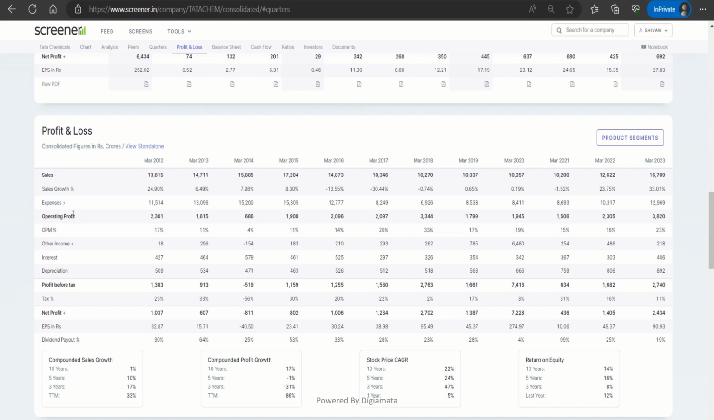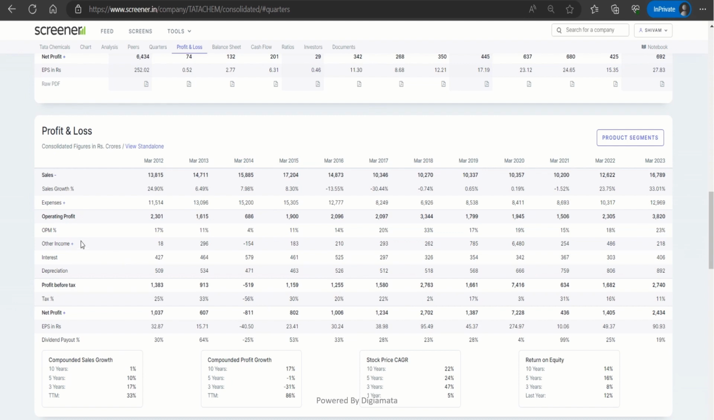Now, what we have to understand is the operating profit. If you take the last 5 years data from March 2019 to March 2023, you can see the operating profit has almost doubled. Now, this is a good sign. Operating profit, as you know, is what you get when you subtract your cost of goods sold and your operating expenses from the sales, right? And OPM percentage means operating profit percentage. This basically means your operating profit divided by your sales.